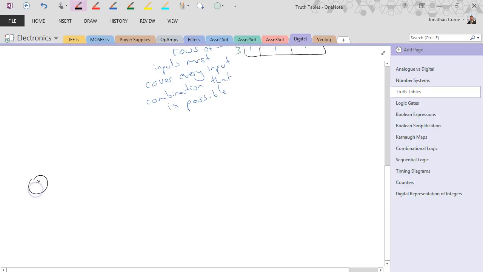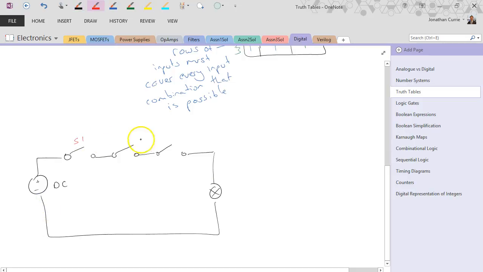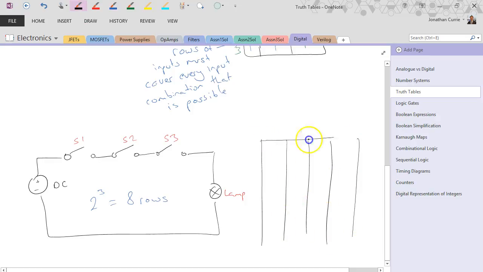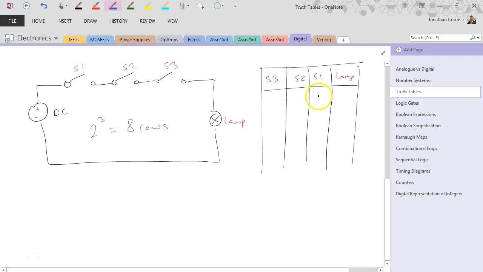Let's try another one. This time we've got three switches, our lamp, our DC supply, 2 to the power of 3 inputs equals 8 rows. Not only do we have an extra column now because of that extra input, but note I normally have the highest numbered input on the left hand side, just like we have the most significant bit.